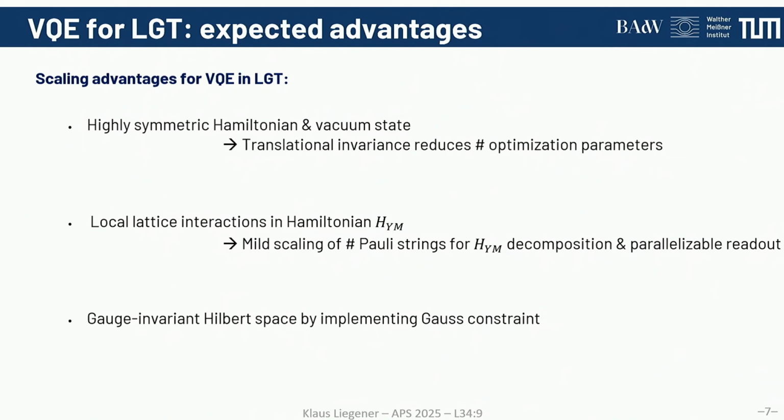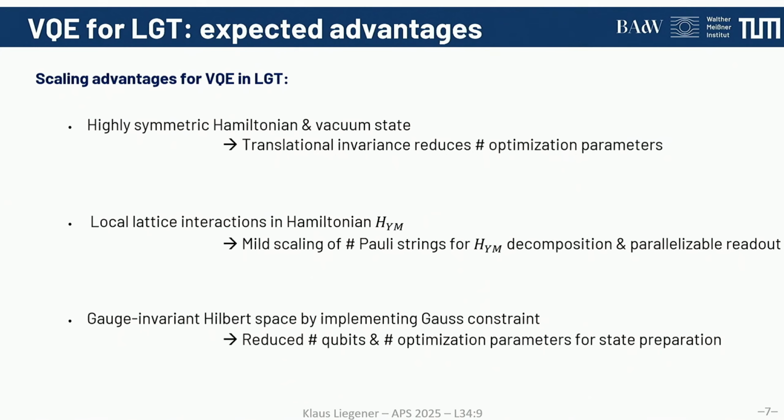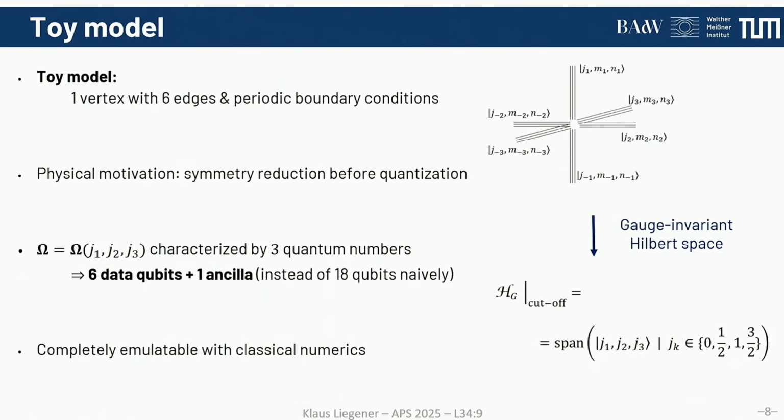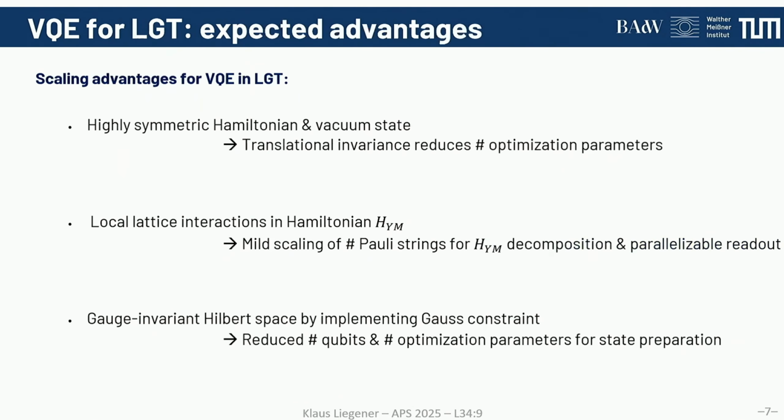The new part in this talk is really this proposal: let's go to the gauge-invariant Hilbert space by implementing the Gauss constraint, because we see two effects. One, it again drastically reduces our number of qubits. And second, it also reduces the optimization parameters for the state preparation. So now we want to see all of that in action.